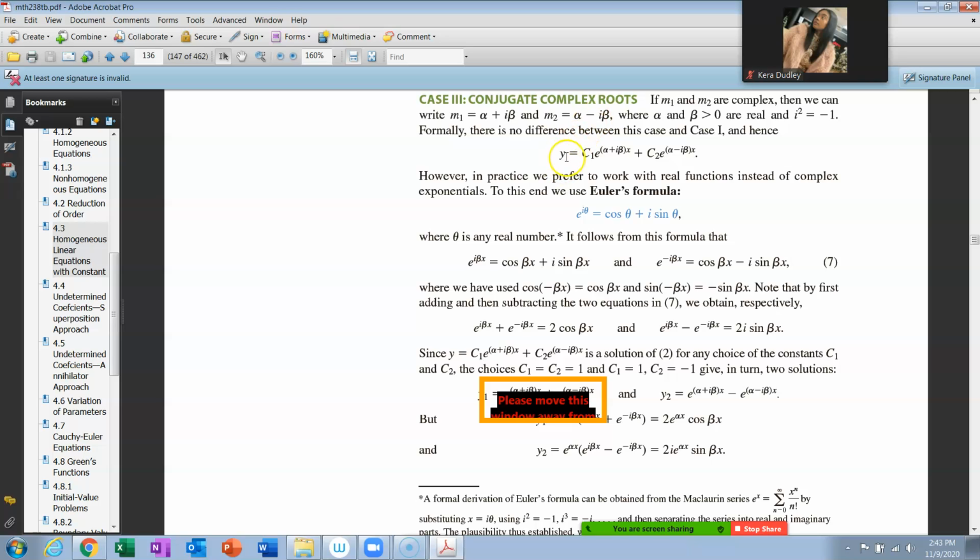Now, you could write this solution, y is equal to c1, that's the arbitrary coefficient, e to the alpha plus i beta x, plus c2 e to the alpha minus i beta x. However, in practice, we prefer to work with real functions instead of complex exponents. To do this, we use Euler's formula. Now this will take some time and effort to work your way through. I don't think we have class time to do it, but I'll try to give you the highlights of it.